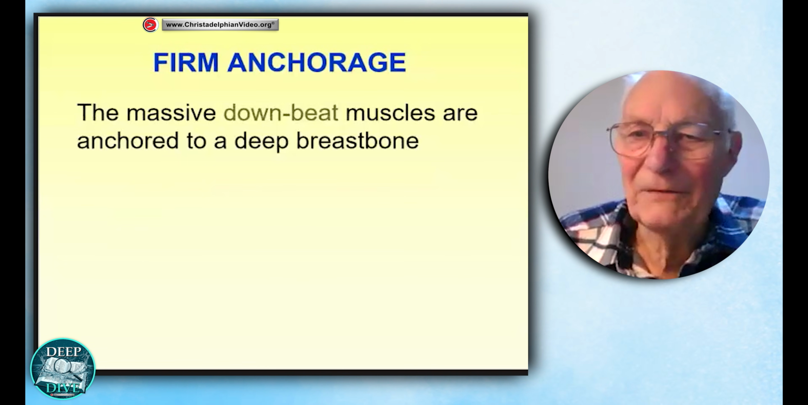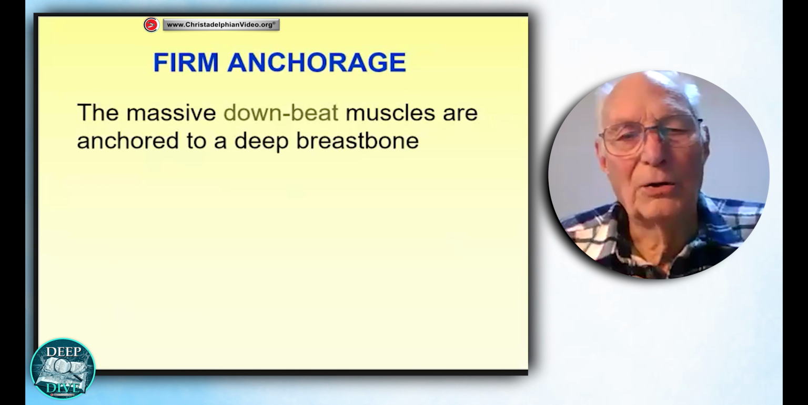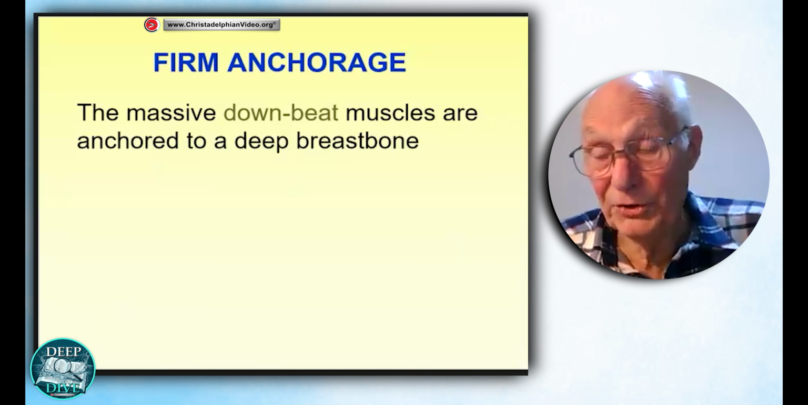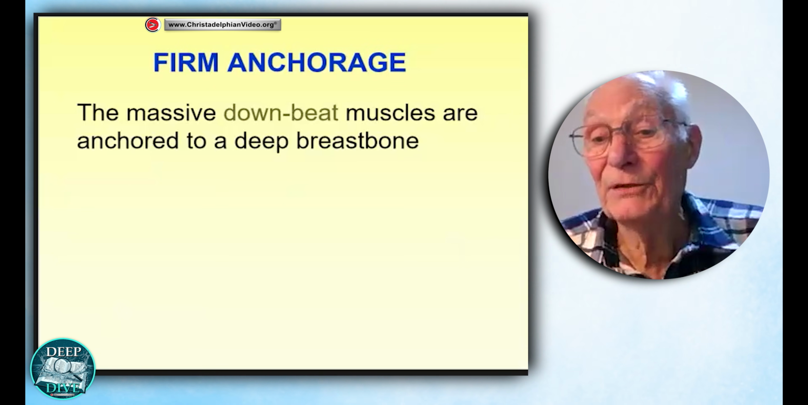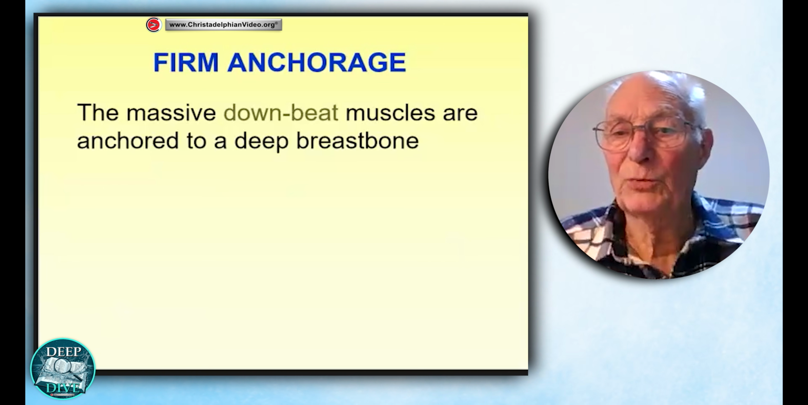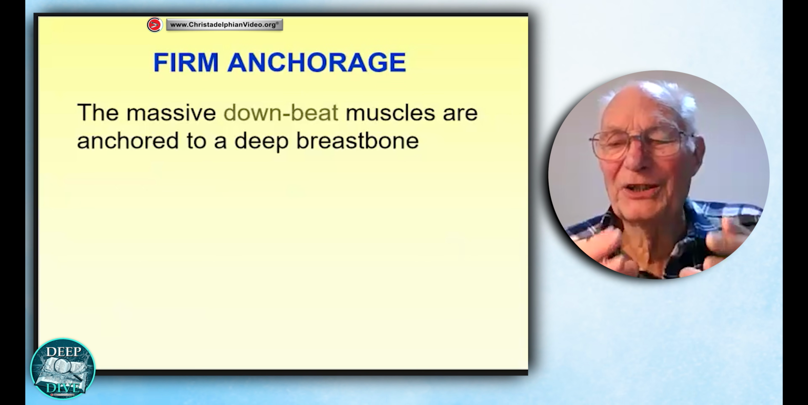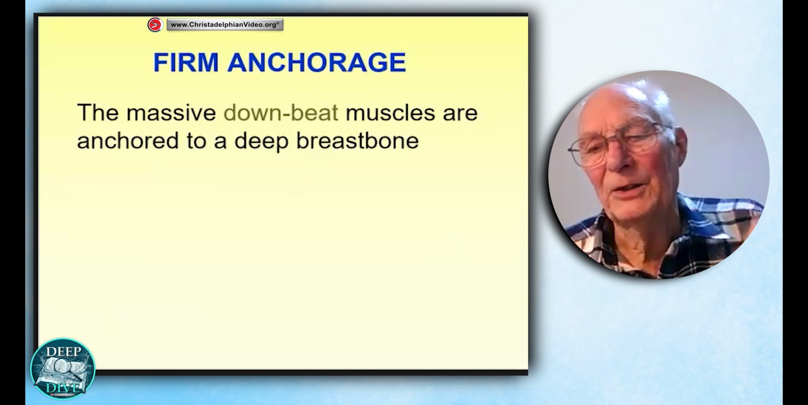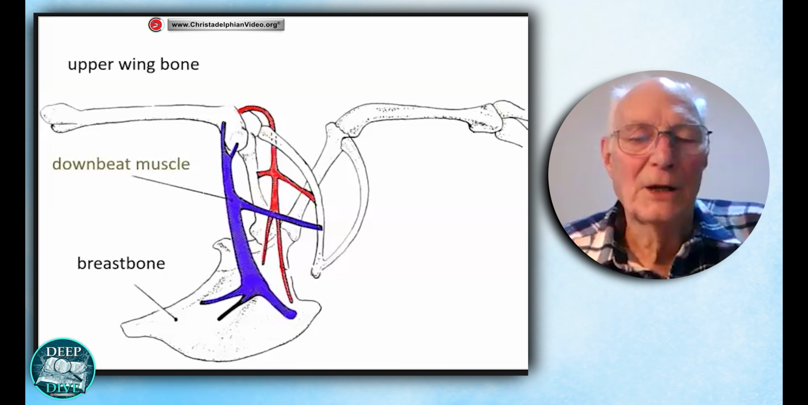And those massive downbeat muscles are attached to the breastbone of the bird. And in birds, their breastbone is much deeper than ours. It's like the keel of a ship. In fact, it's sometimes called the keel. In our case, our breastbone is quite shallow. It doesn't need to be anything other than that. But in the bird, we've got to attach a huge muscle to it to produce the power that's needed for flight. So here's a diagram.